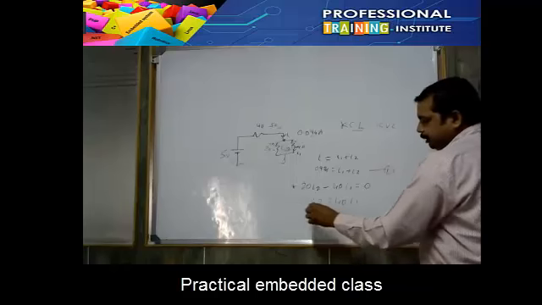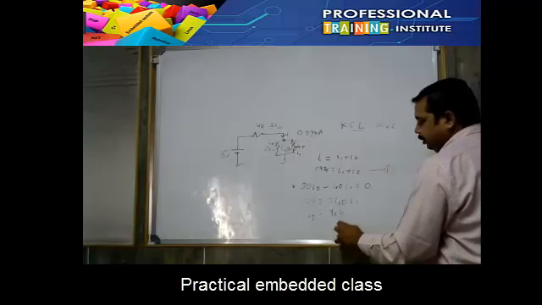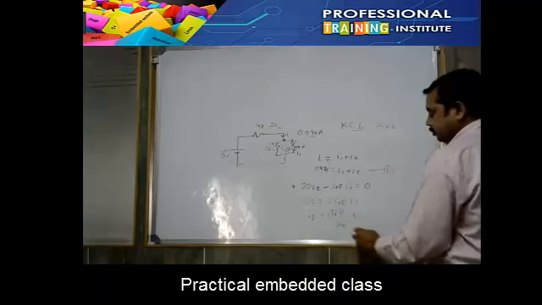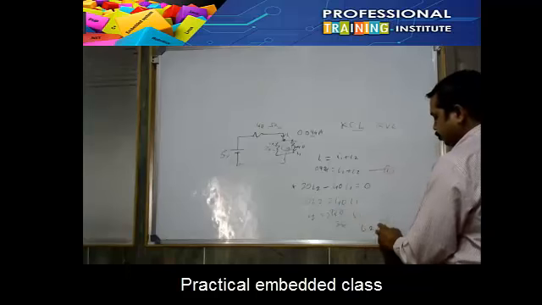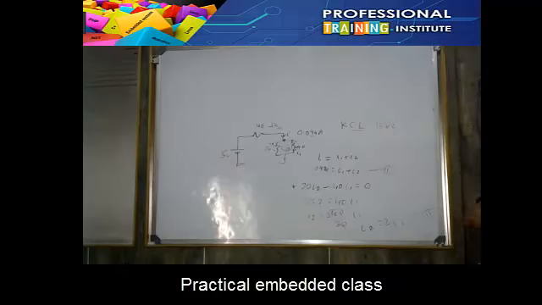Okay, just divide. I2 is equal to 40 by 20 I1. Divide it. I2 is equal to 2 I1. So this is my second equation.